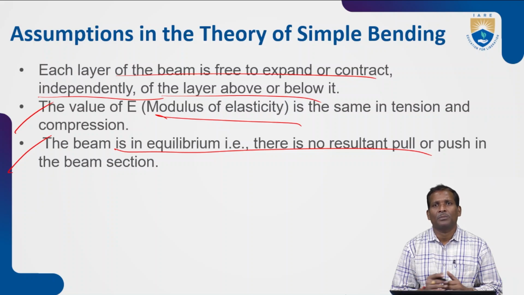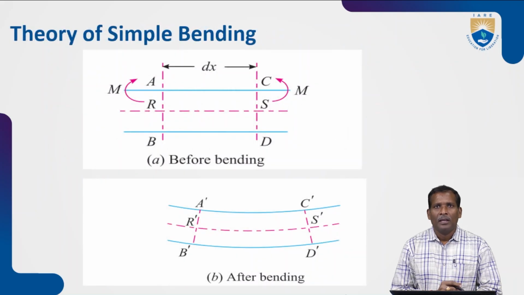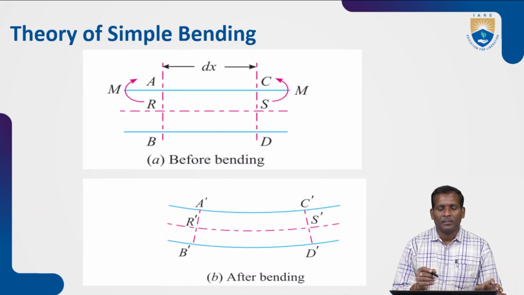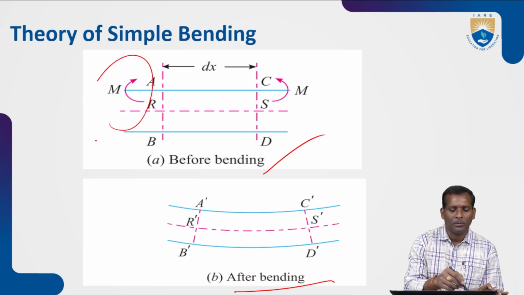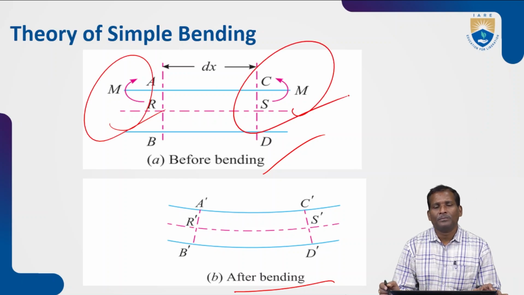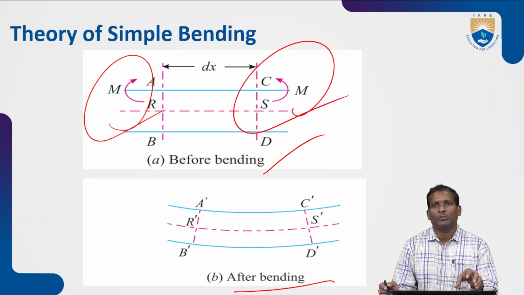Each layer of the beam is free to expand or contract. So the theory of simple bending: before bending and after bending are shown here for the beam. Here a bending moment is applied, so only bending moment is there. This beam is said to be in pure bending.